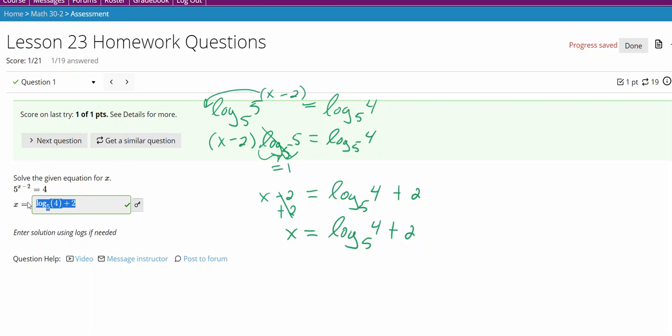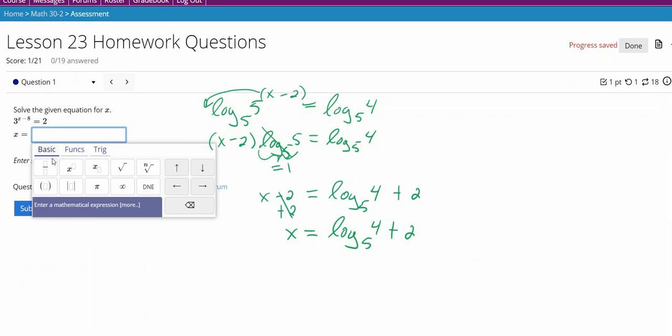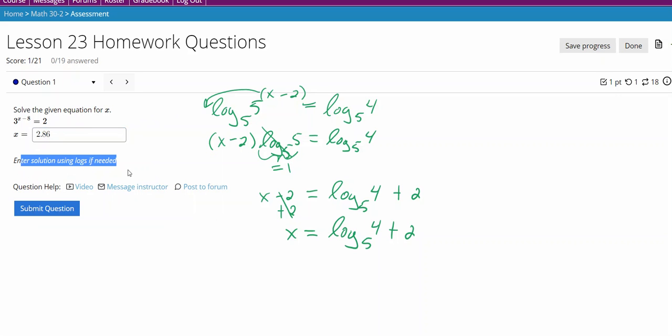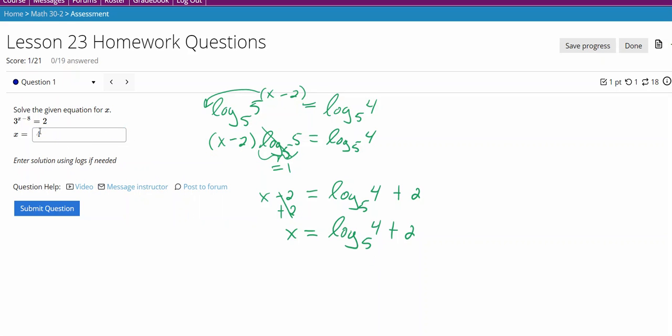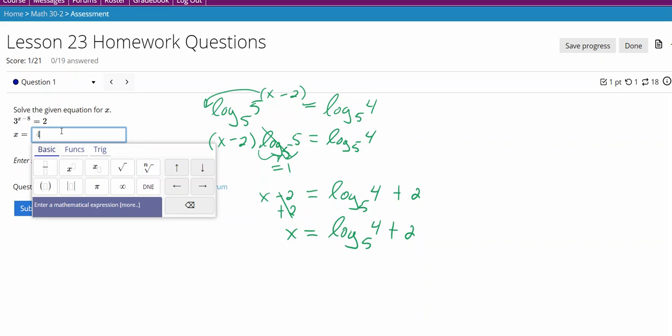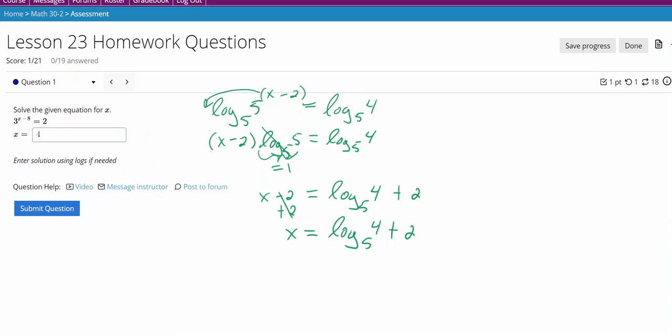But be careful here, because if you put in something like 2.86, it probably won't be accurate enough, right? So that's why it says enter using logs if needed. And it says if needed because sometimes it'll work out nicely where you'd end up with a number like exactly 4. So in that case, you wouldn't need to write it as a log, but other than that, you should be writing it as a logarithm for your final answer there. Okay? All right, let's do some more.